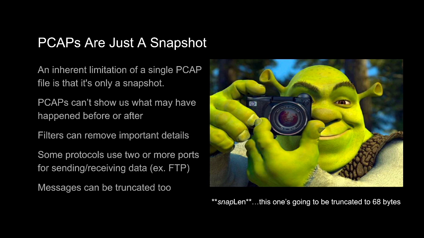And if you use something like a filter, that can remove important details of the network flow. I've actually had this happen to me before where somebody had given me a PCAP and I was reverse engineering the protocol, but there were multiple ports used for the protocol. And so I kept seeing one side of a conversation. I had my inferences about what it was doing, but then I asked what the filter was, and it was apparently filtering on only one port.